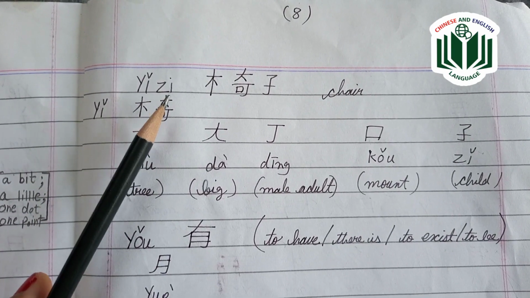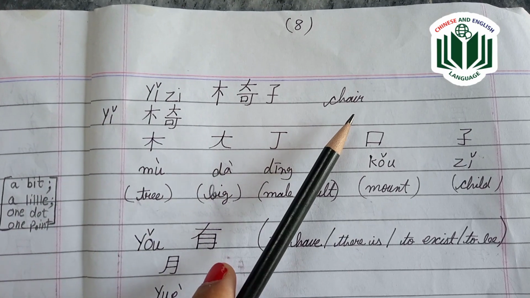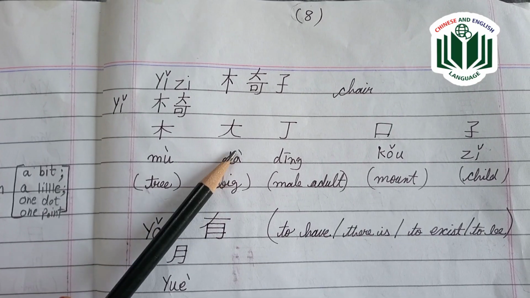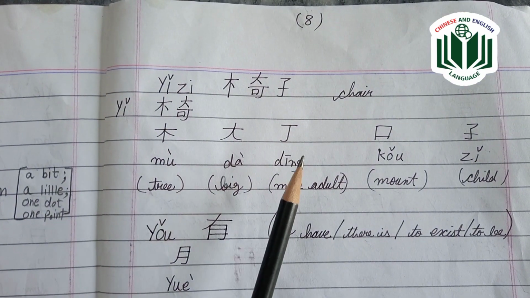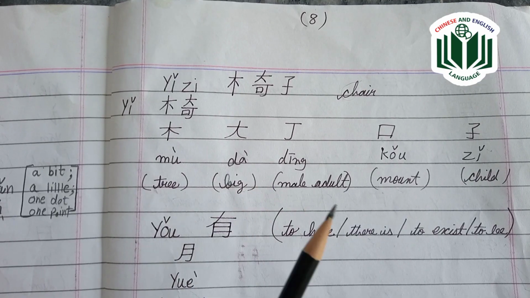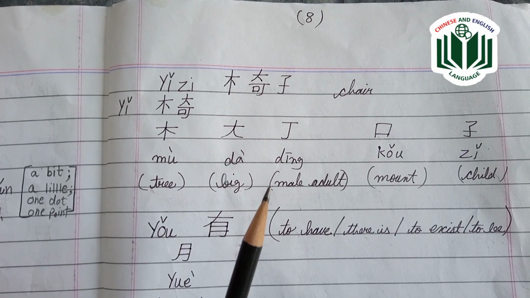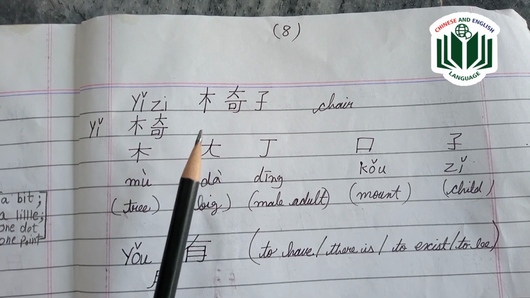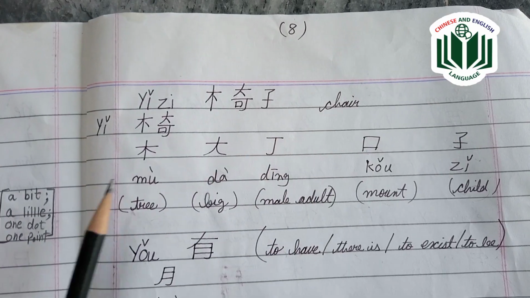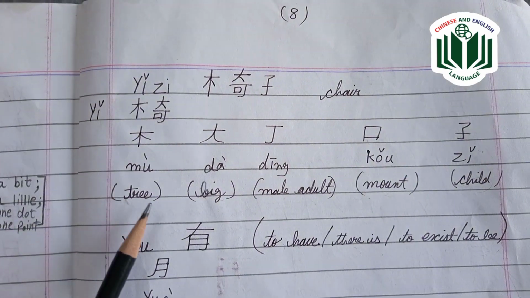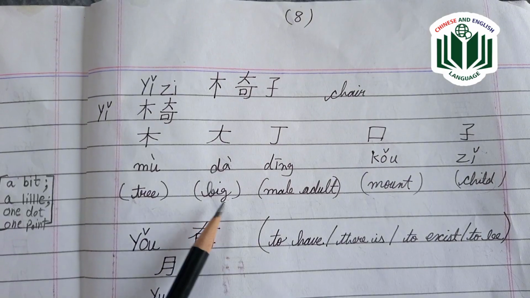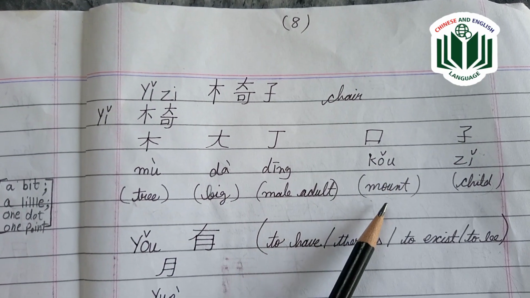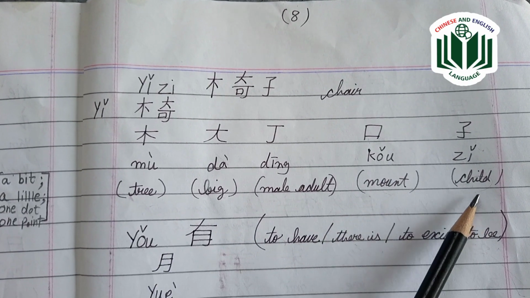Yǐzi. Yǐzi means chair. It has the radicals mù, tree, dà, big, kě, thing, middle. Yǐzi means chair. It has the radicals mù, tree, dà, big, kě, thing, male, adult. Kǒu, mouth. Zi, child.